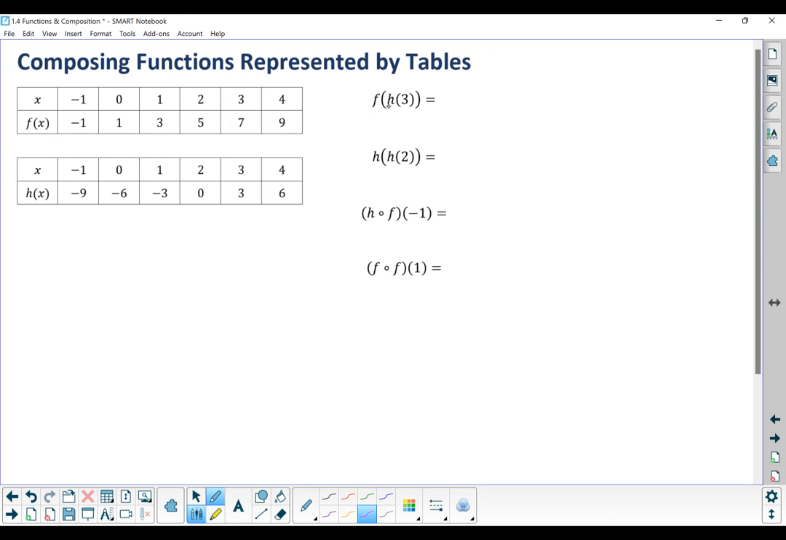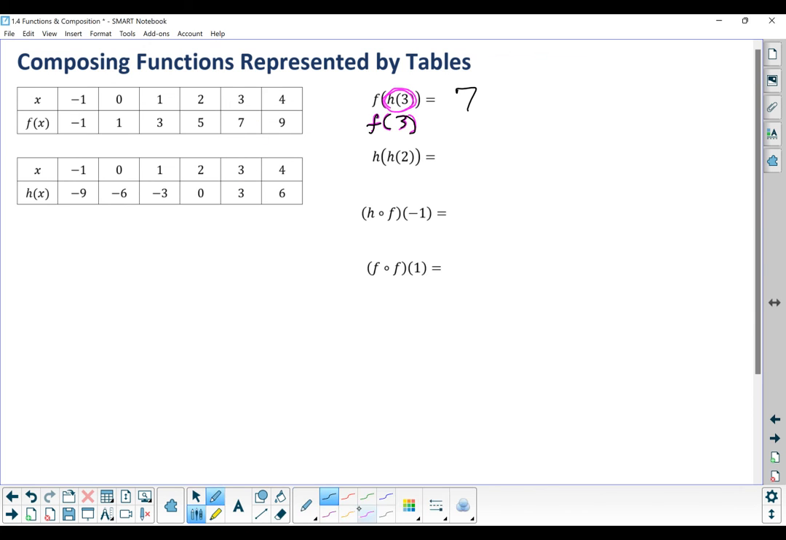So if we want to know f of h of 3, I first think about h of 3. H of 3, my input is 3, and that gives me the output of 3. So my h of 3 is equal to 3, and we're going to sub that number into function f. Well, function f is the other table, so we're subbing 3 into function f. So here's my input 3. Function f gives the output of 7. So f of h of 3 is equal to 7.